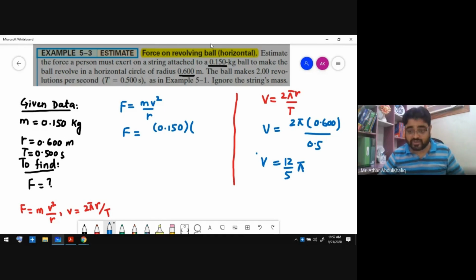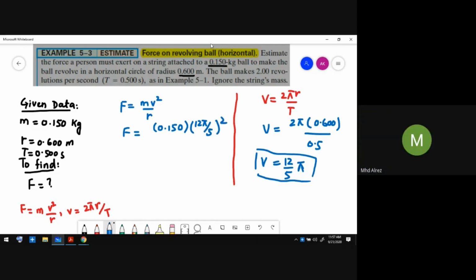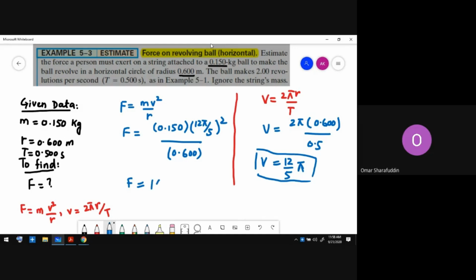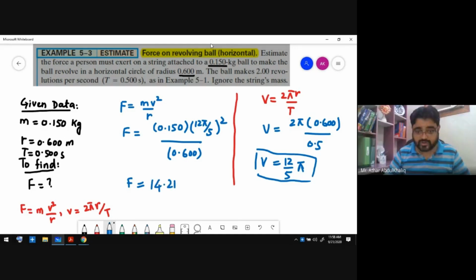So write this value of v in the expression. 0.15 is m, v is 12 over 5 pi squared, over r, which is 0.600. Now substitute the values. What is F? 14.21223034. So 14.21 newton. Is 14.21 a suitable answer or do we need to change it? It has 4 significant figures, 1 2 3 4, and in the question it is 3 here, 3 here, 3 here and also 3 here.